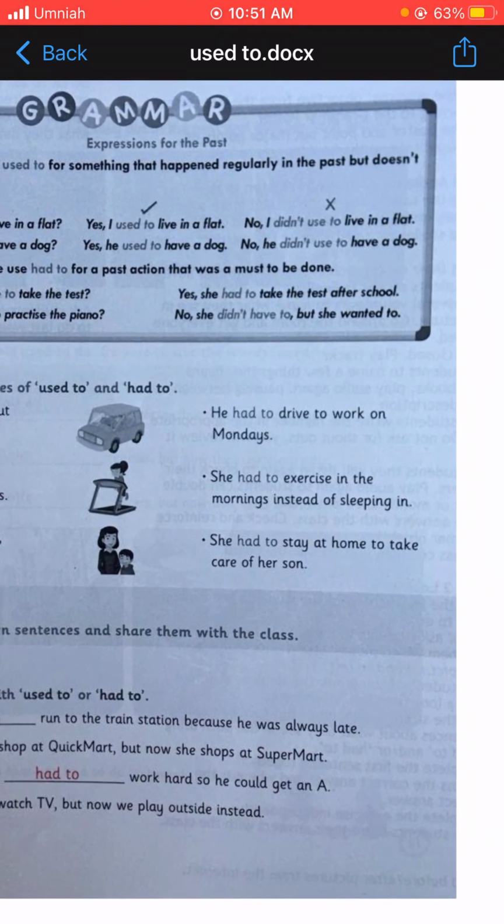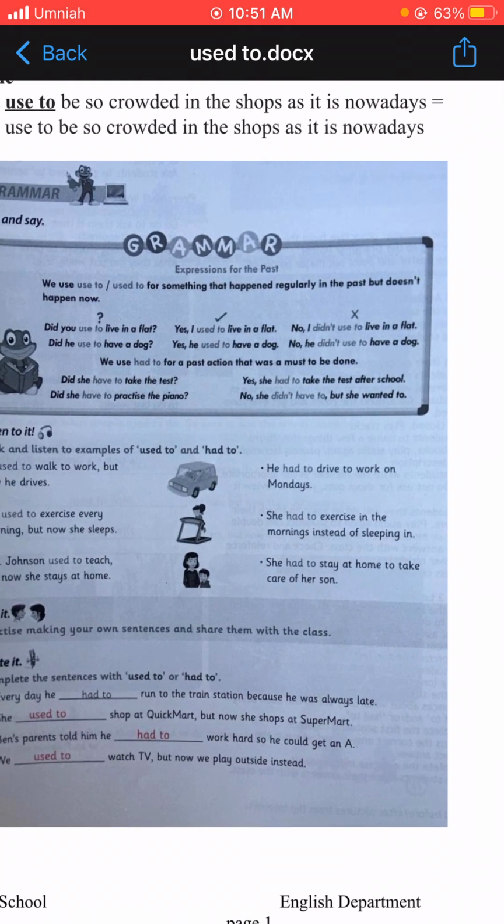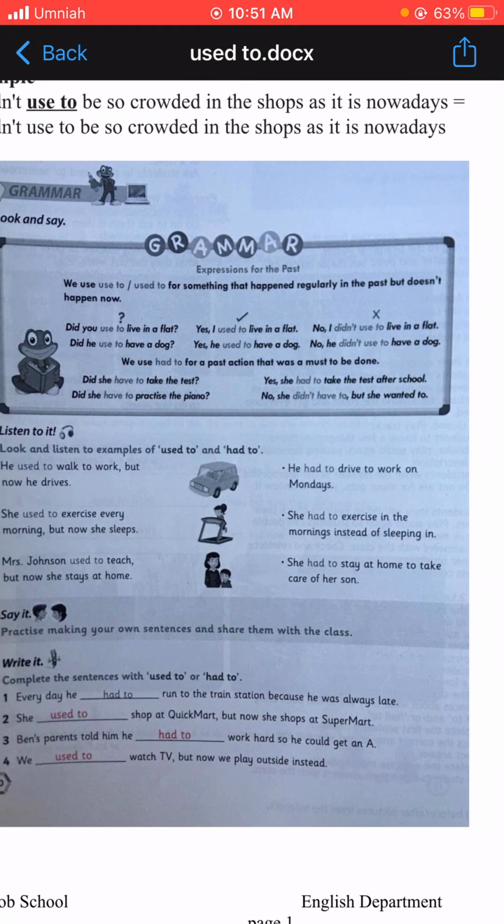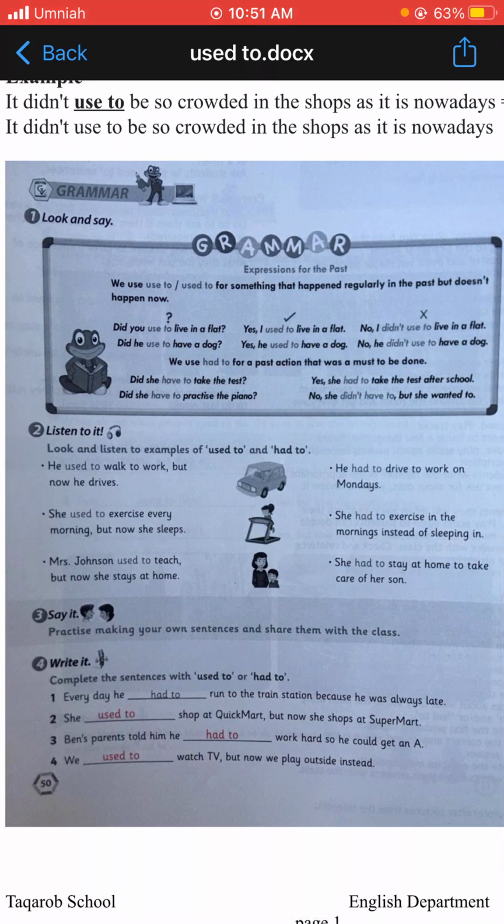While here, he had to drive to work on Mondays. So in this action, must to be done. Excellent. So here we have a difference between 2 sentences, right? Look at the second example, please. She used to exercise every morning, but now she sleeps.